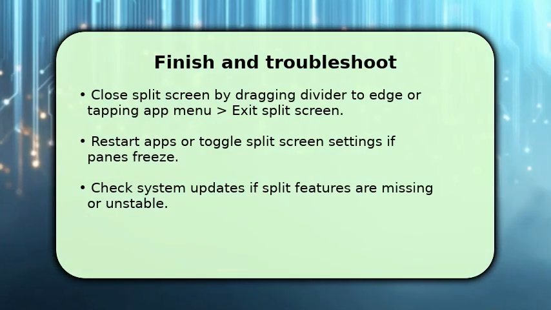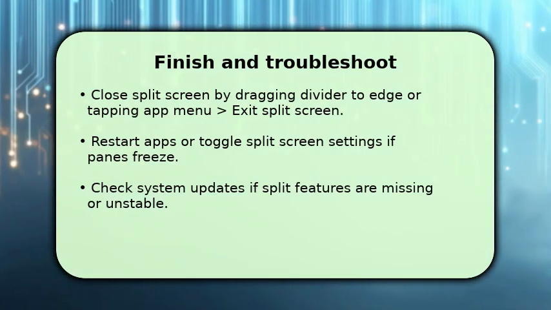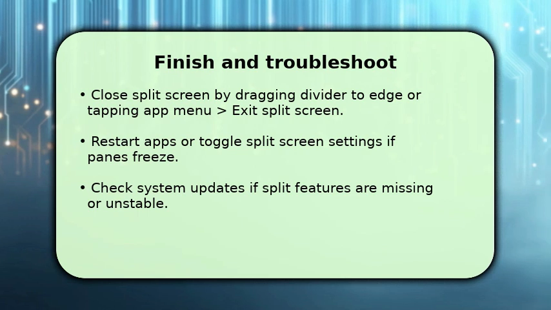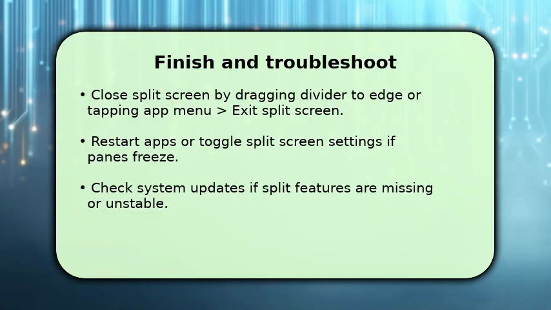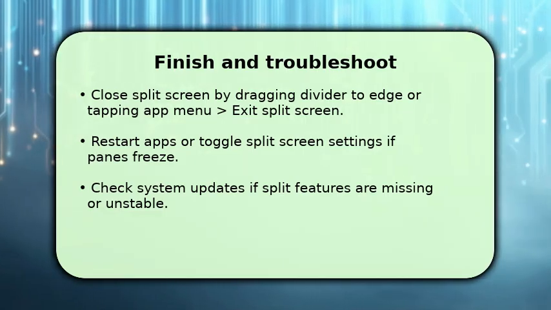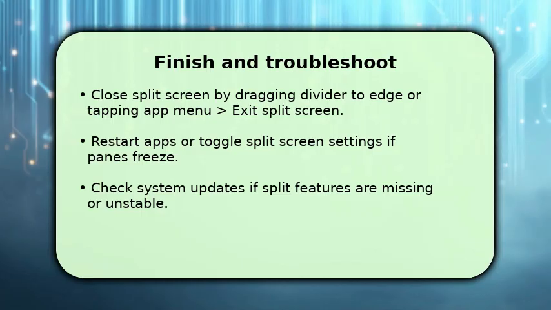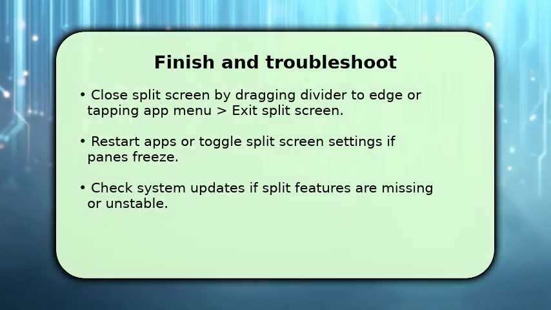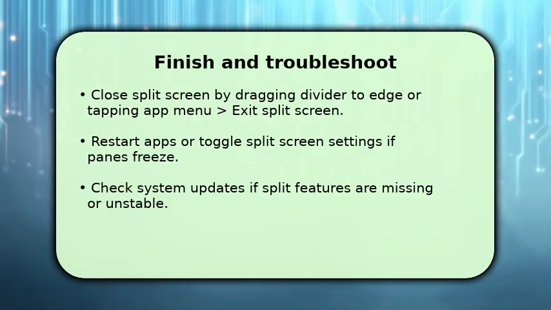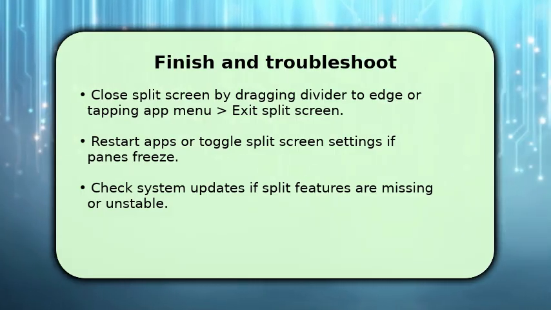To finish, collapse split screen or switch back to single app use. Drag the divider all the way to one edge or open the app icon menu and select Exit Split Screen to return to normal mode. If an app becomes unresponsive, close it from Recent Apps and reopen in split view. If issues persist, reboot the phone and verify system updates.